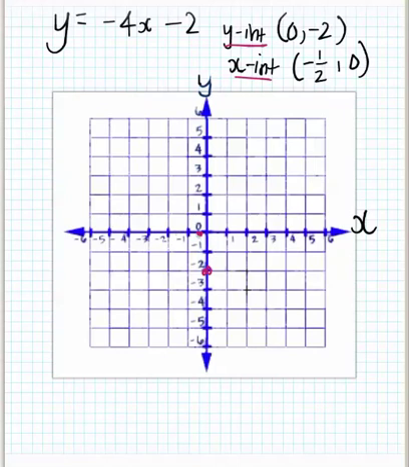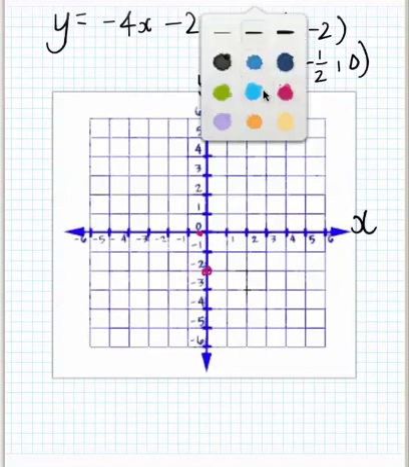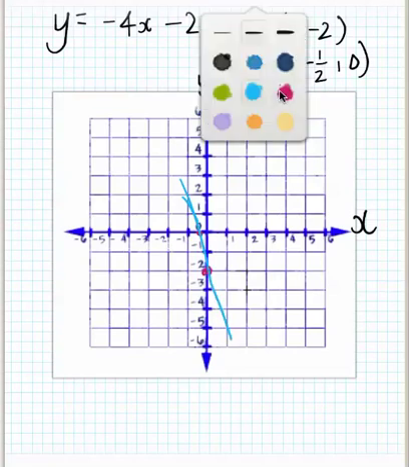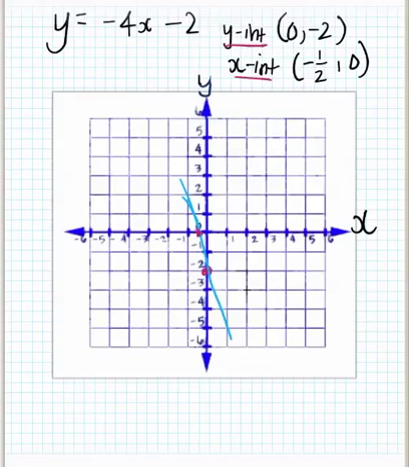And now get a ruler and join these 2 points up, and we're done. So it's not going to work. I'll try my best. There we go. That's why you use a ruler to have a straight line. It's passing through the x-intercept at -0.5. It's passing through the y-intercept at -2. And now show these points.